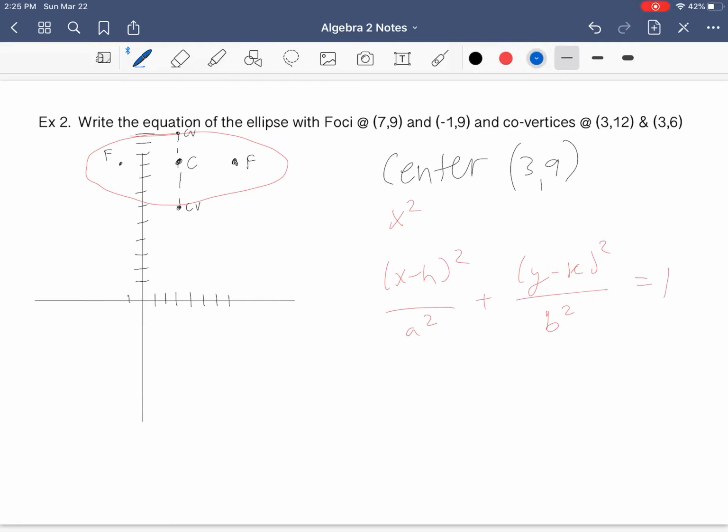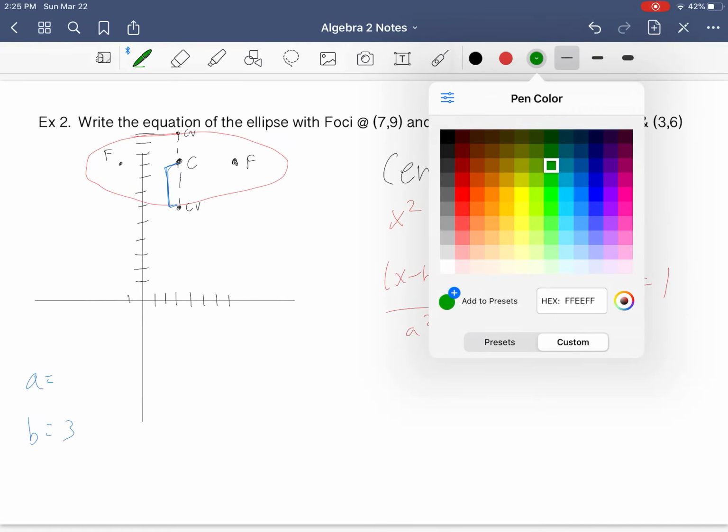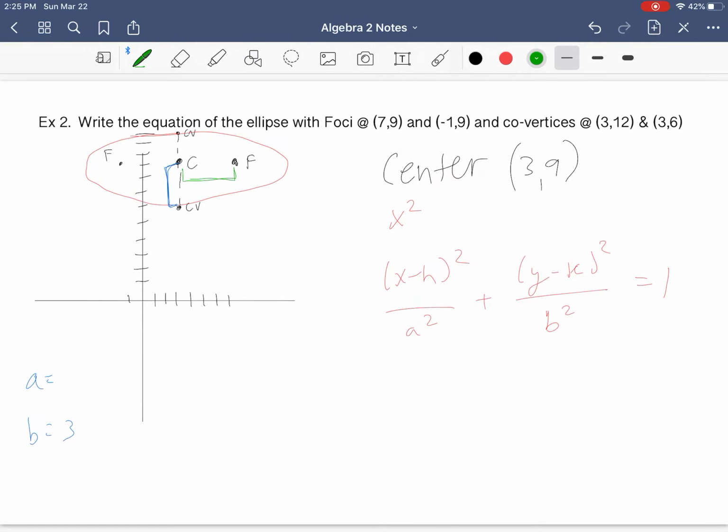And then we need to figure out what a and b are. Now, the problem here is that we don't have the vertices. We do have the co-vertices, so we can find that really quick. So the distance from the center to the co-vertex is 3. But what we're also given is the distance from the center to the foci. And remember, that's our value c. So if we count from 3 to 7, that's a distance of 4.